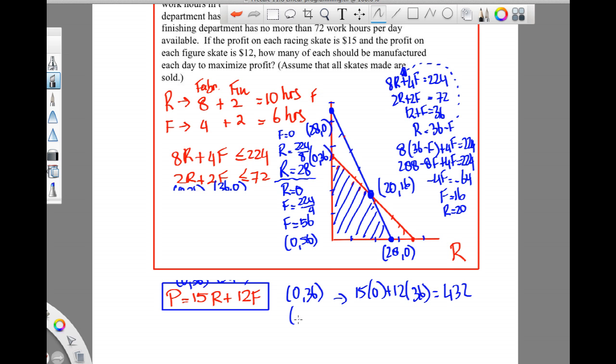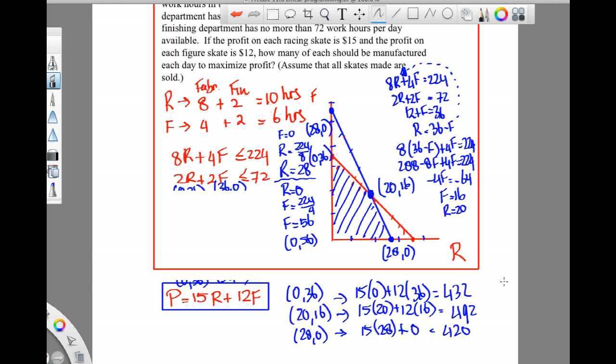If I plug in the points, so I started up here, 20, 16, plug in that point, so it would be 15 times 20 plus 12 times 16. So when I do that, I get 492. And then the last point I need to plug in is 28, 0. So 15 times 28 plus 0, and 15 times 28 is 420.